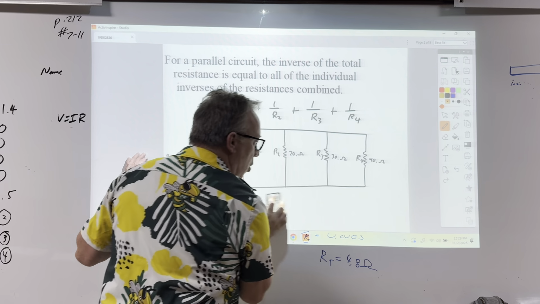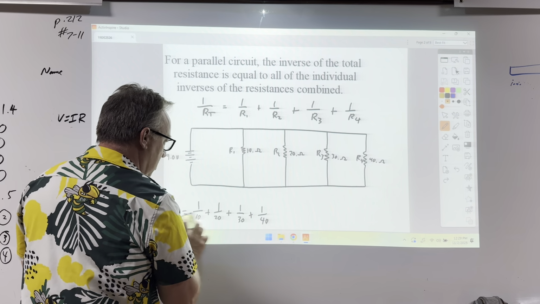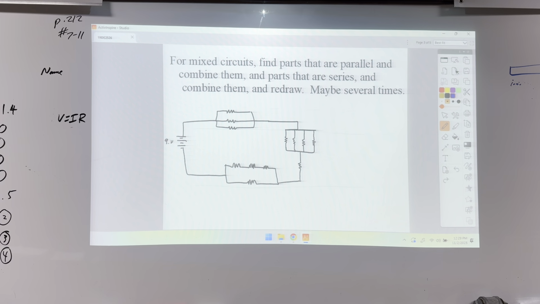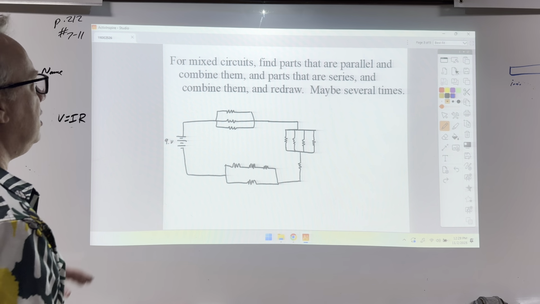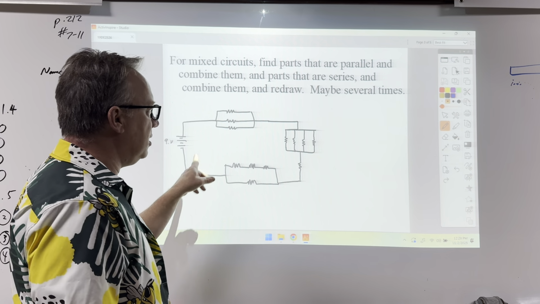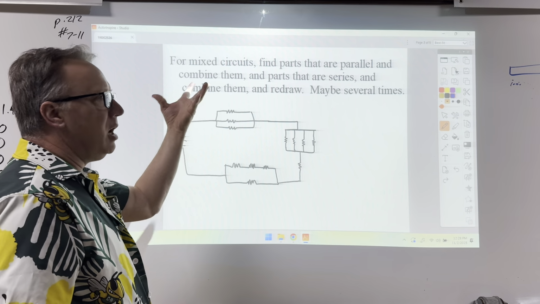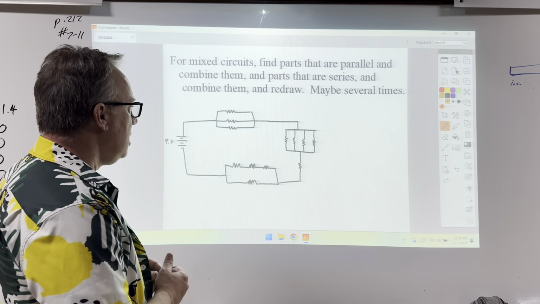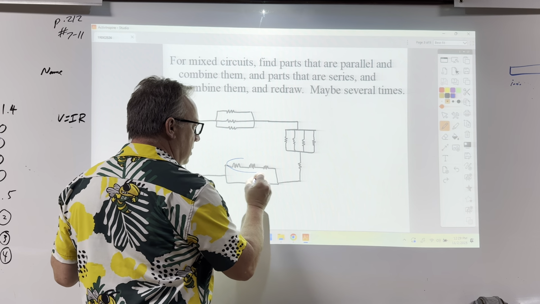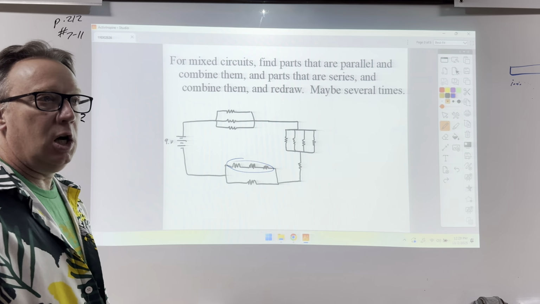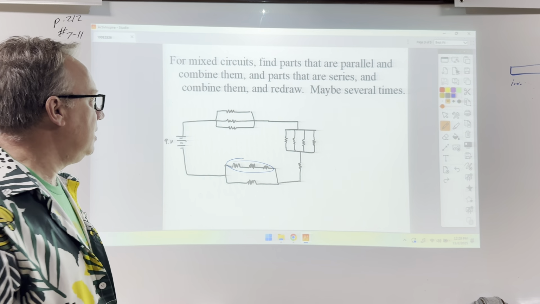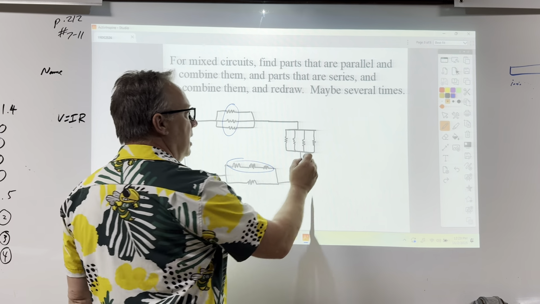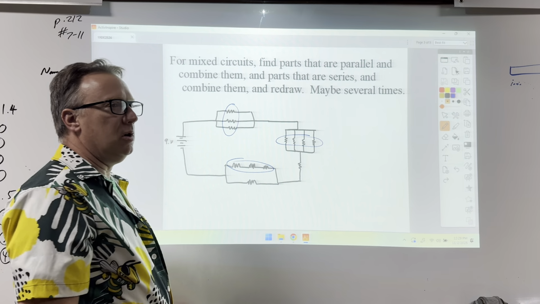Let's work one that's just like number 8. But first, let me show you how to do these. When you have circuits that are mixed parts of series and parallel, combine parts and then redraw. And you'll probably have to redraw a couple of times. These guys here can combine to one large resistor. These guys can combine to one large resistor parallel, and these guys can combine to one large resistor parallel.